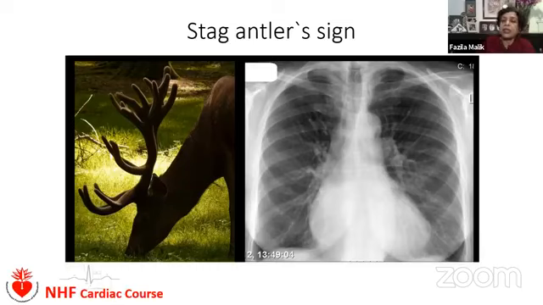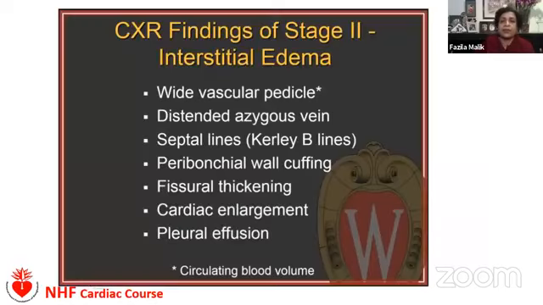So why is it called a stag antler sign? Because the blood vessels, they branch out, right? And when they branch out, they go towards the upper lobe, they look like a stag's antler. So this is also known as a stag antler sign.